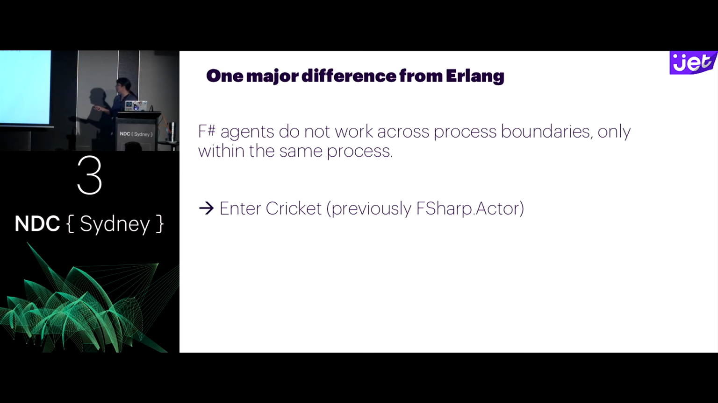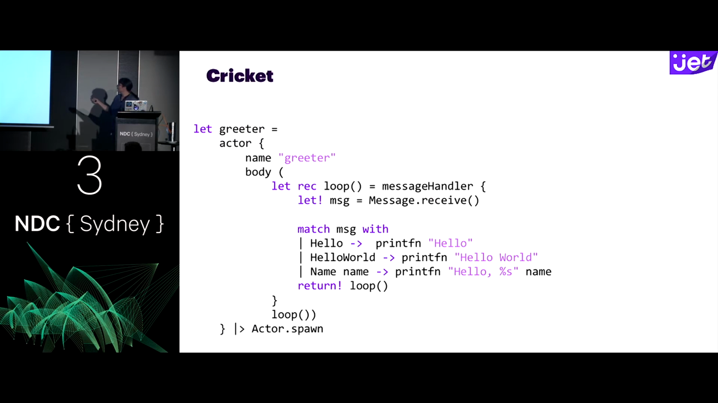But there is a library, Cricket, which used to be called F#.Actor, which does handle actors across process boundaries and some other really interesting things. The way you use Cricket is very similar to the way that you would use regular mailbox processors. Here we have just a greeter. It'll print hello world in a couple different ways.